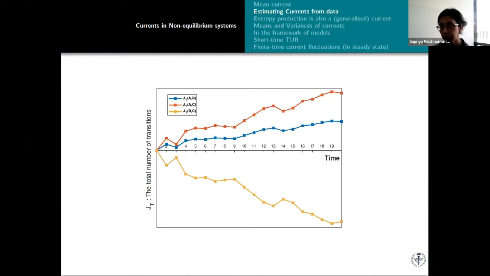If I plot this, I can see that there are also fluctuations. If I plot the current over any of these links, AB, AC, or BC, you can fit a line, so there's a linear slope to it, but it's also fluctuating. These are the variances that we talk about. And of course, one could also talk of higher moments and so on.